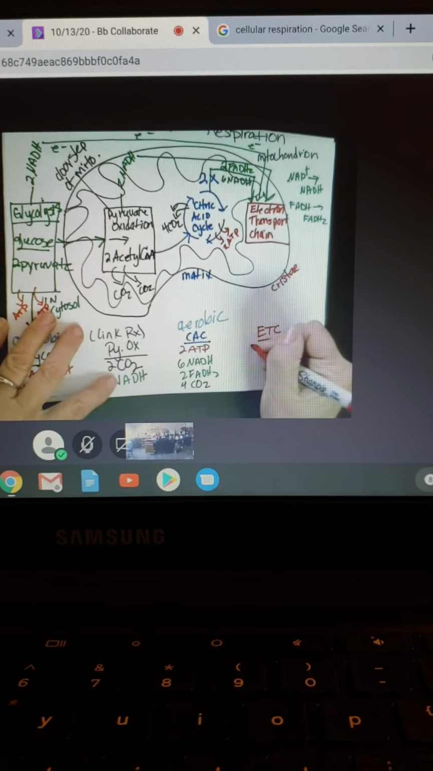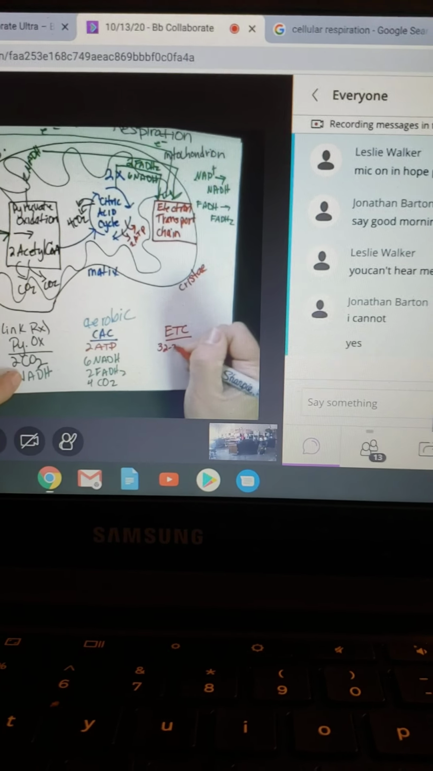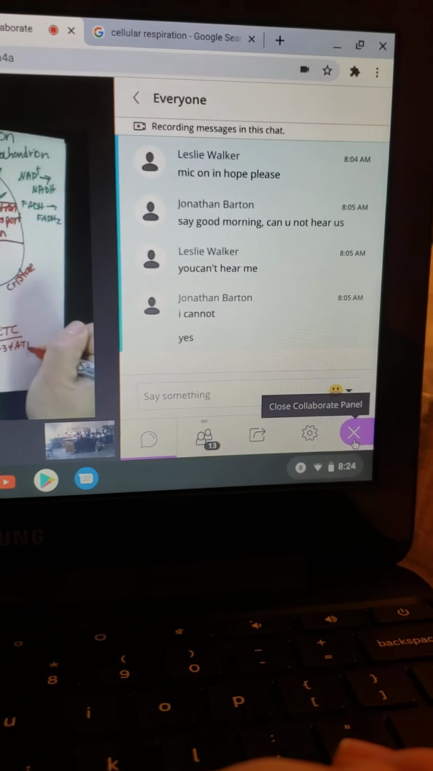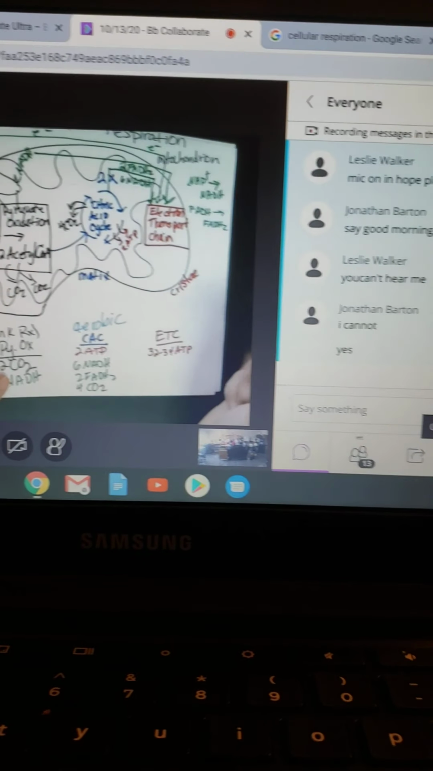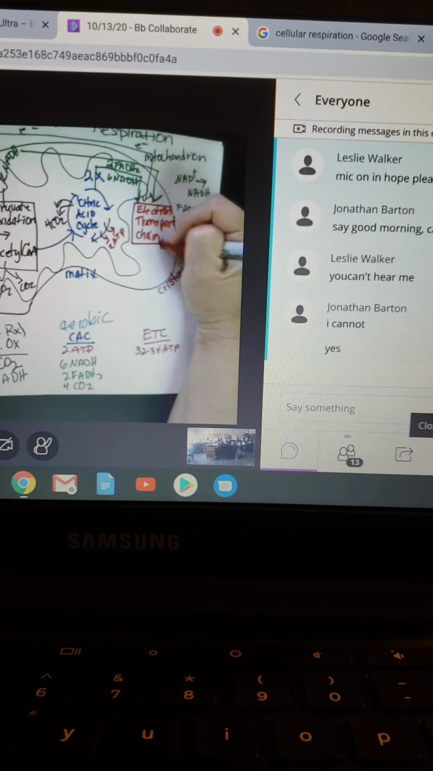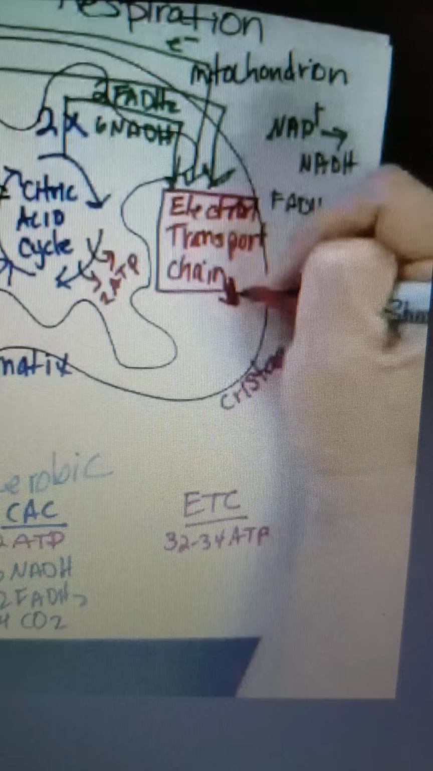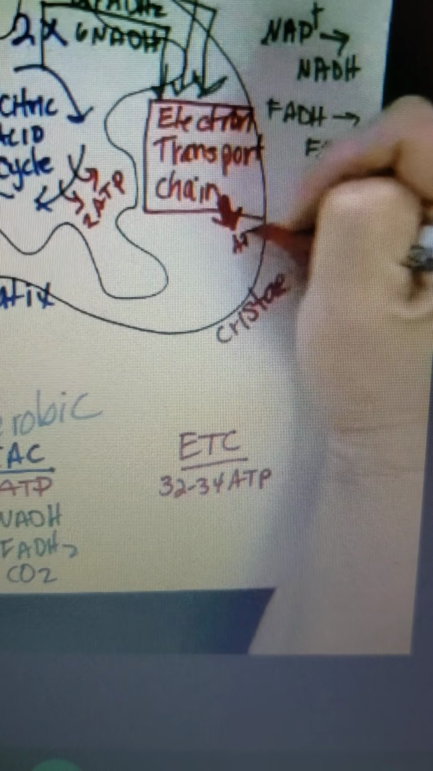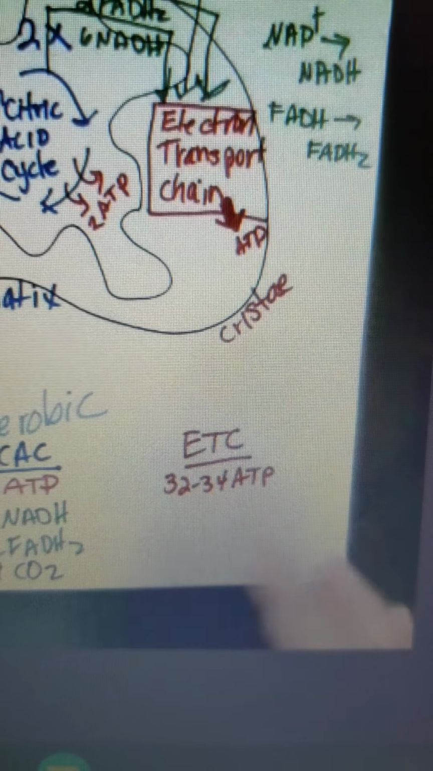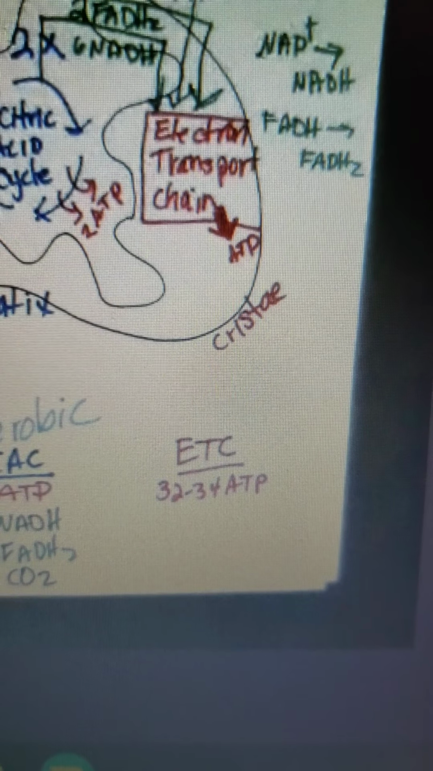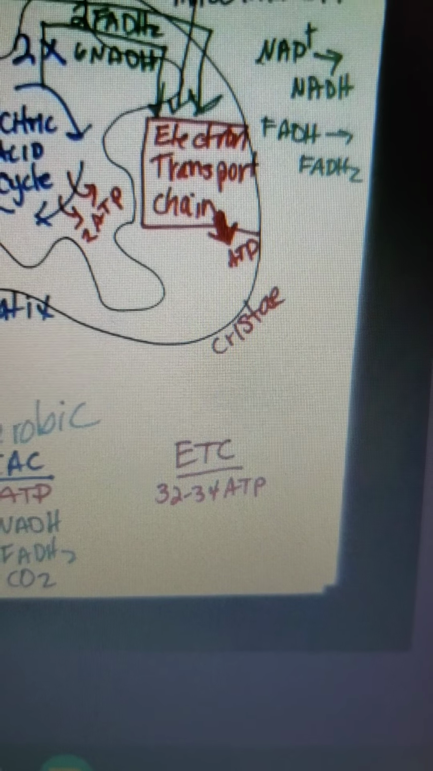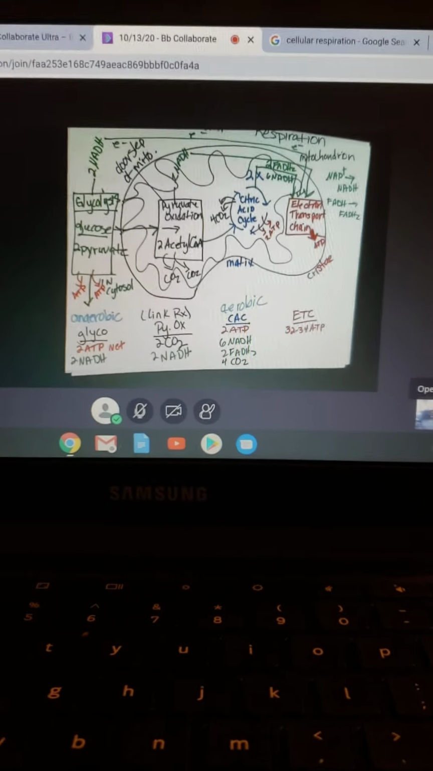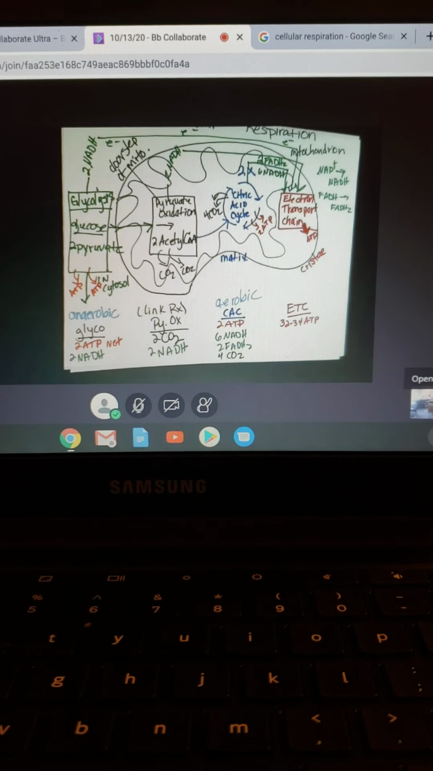So here we're going to make a total of 32 to 34 ATP. You think that's way more efficient? Yeah, okay? So I'm just going to make a great big arrow here. We're going to keep the total down there. Now, is this 32 to 34? Am I just guessing, or why do you think it says 32 to 34? Why don't we have an exact number?